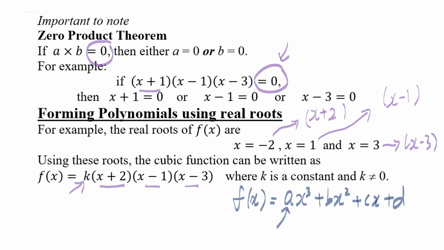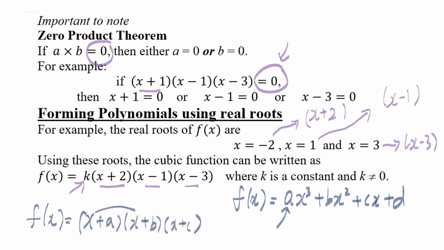So therefore, we cannot assume that your cubic polynomial is in this form. If you write it in this form, it means that the coefficient of x cubed will be 1. And it is not necessarily so. It can be any value. So therefore, you would multiply it with a constant k. Depending on the question, it would tell you the coefficient of your x cubed.